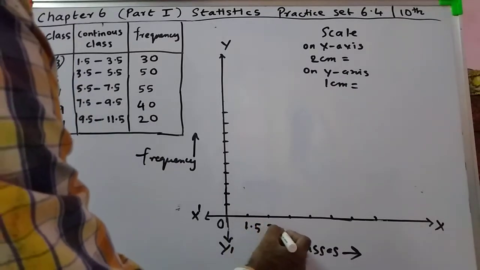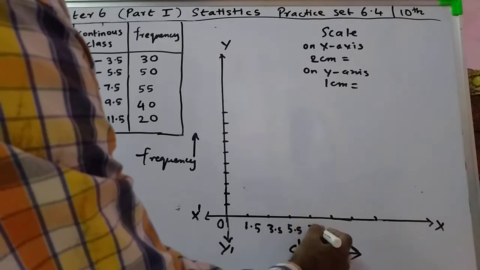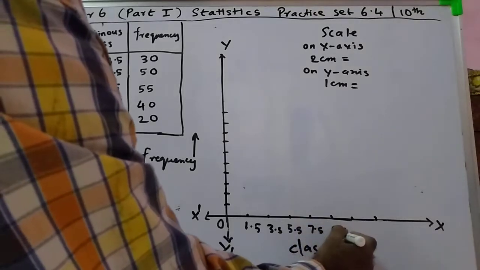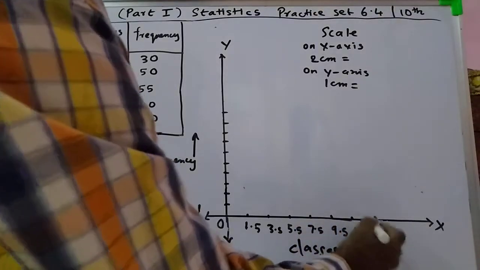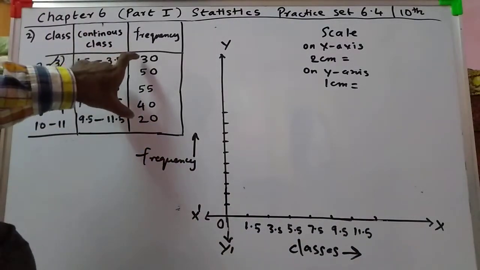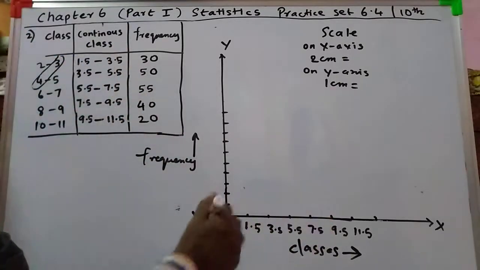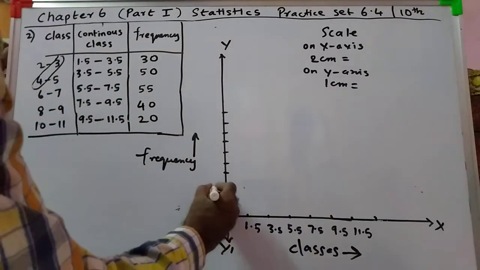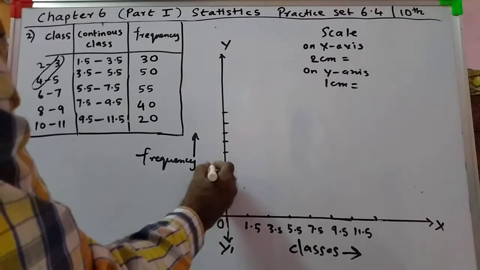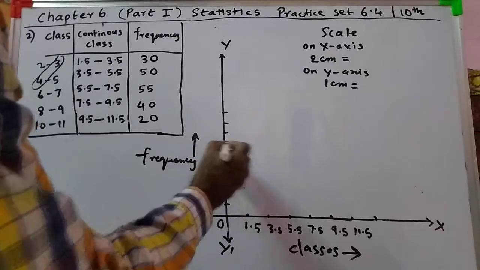Then 3.5, 5.5, 7.5, 9.5, 11.5. Now here I think you can take 10. Then we can take 10, 20, 30, 40, 50, 60.